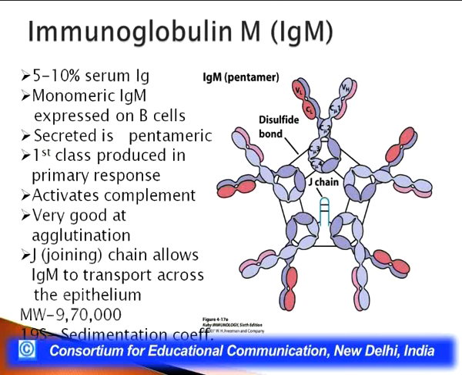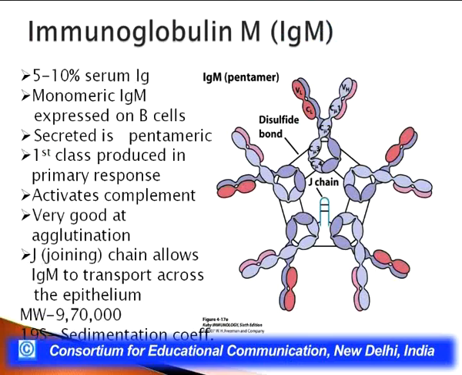It is present as 5 to 10% of the serum immunoglobulins. If you consider it in serum, the total percentage of immunoglobulin M is only 5 to 10%. It is generally monomeric if it is expressed on the B cells. However, in a secreted form it is pentameric in nature. Now, it activates complement and it is very good at agglutination, not as good at precipitation, however, it is very good in agglutination. There is a J chain which allows IgM to get transported across the epithelial layer also.